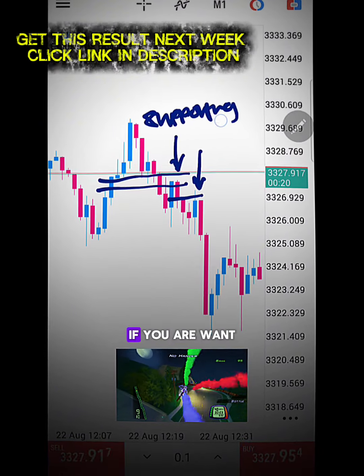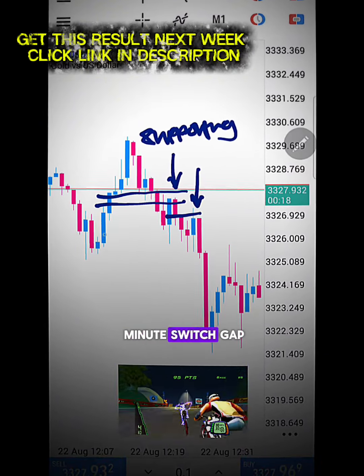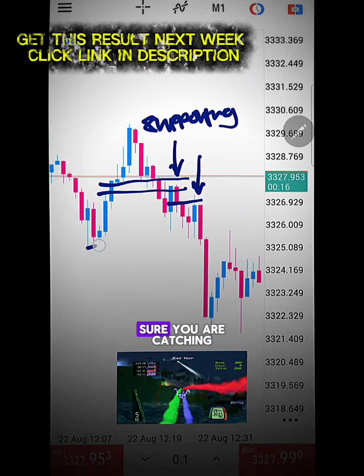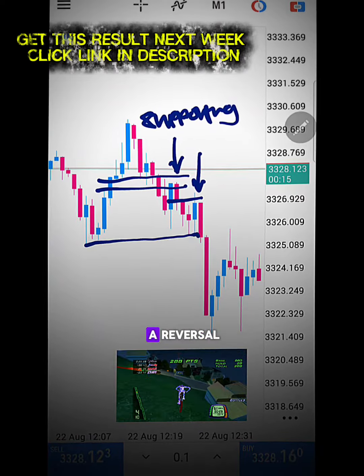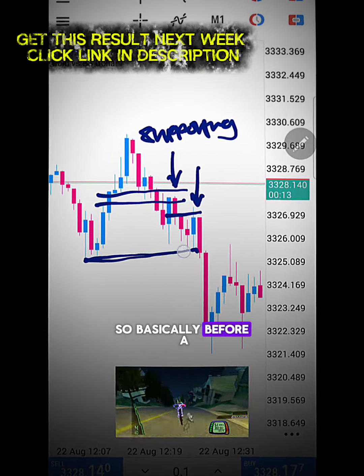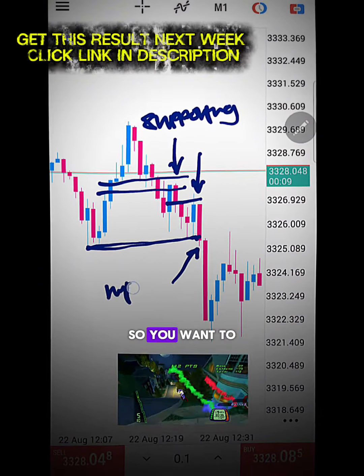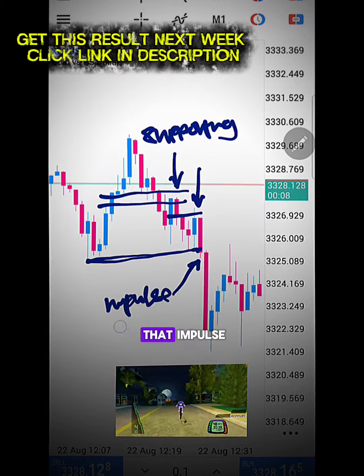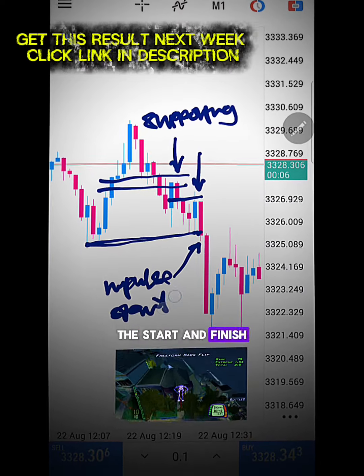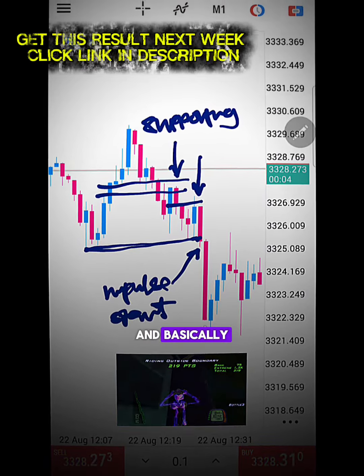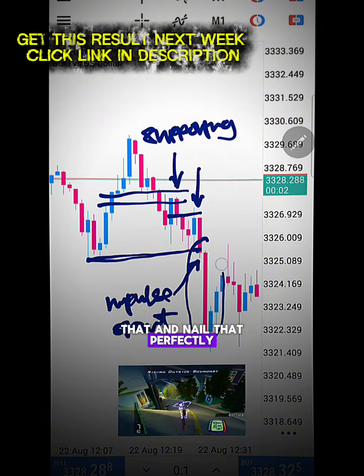And basically, if you want to get a 1 minute sweet scalp, you want to make sure you are catching a reversal. Before a reversal happens, there must be an impulse, and that's the impulse there. So you want to literally focus on only that impulse, the start and finish of the impulse, and if you can do that and nail that perfectly, you cash out.